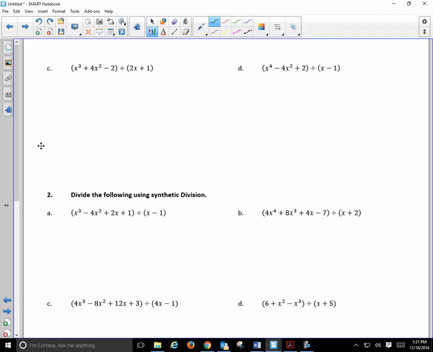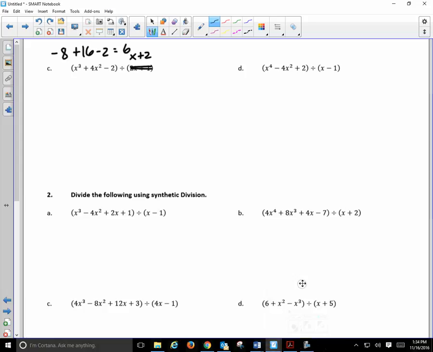Okay. For the sake of making this a little bit easier, because I'm tired of doing this example and it doesn't work out very well, let's change it from 2x plus 1 to x plus 2. Why don't you go ahead and try letter C on your own and just do x plus 2. Okay.